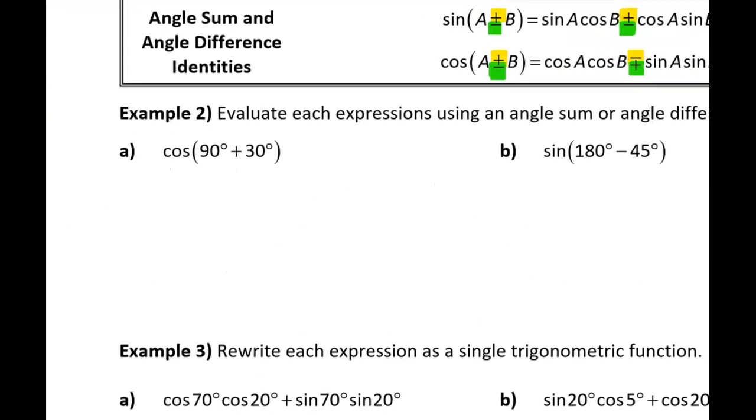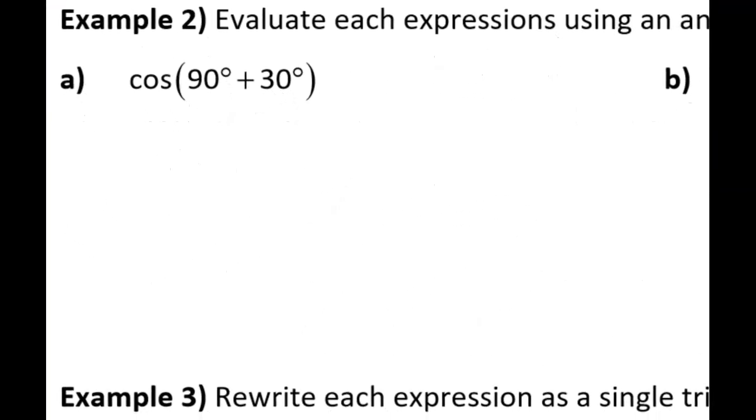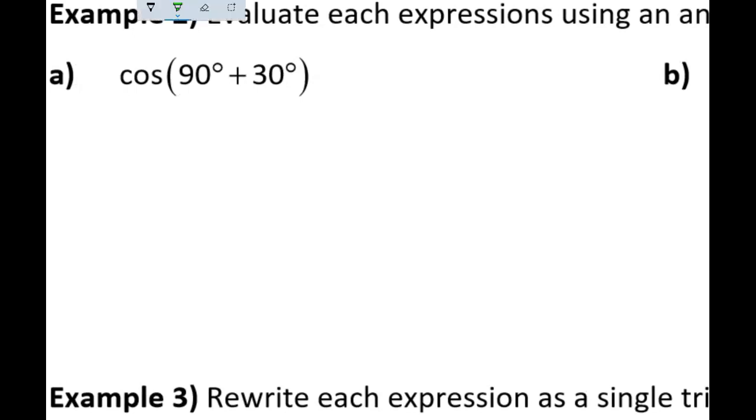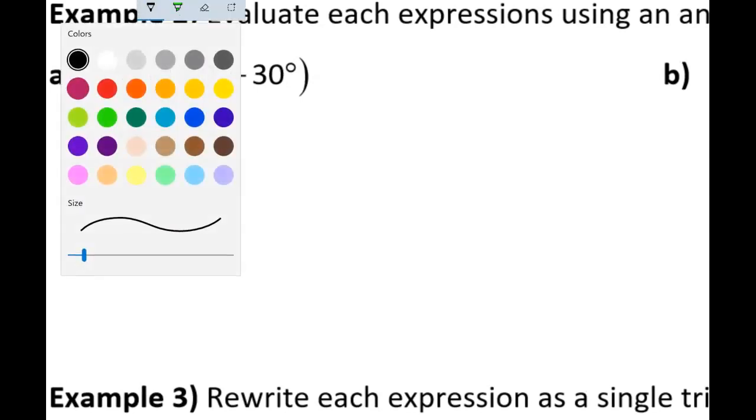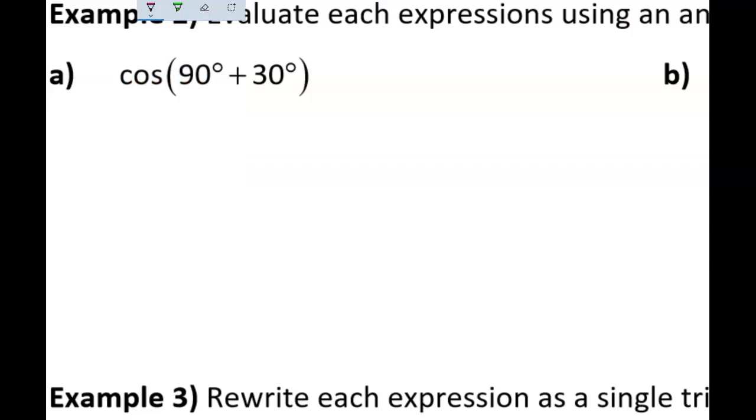All right, so let's put these to use. We actually have done this one before. We did cosine of 90 plus 30, and we did it by adding the 90 and 30 first and then evaluating the cosine of 120. But let's actually use the angle sum formula this time to evaluate it. So cosine of 90 plus 30 is like saying cosine of a plus b, and that's cosine of a cosine of b minus the sine of a sine of b, where a is 90 degrees and b is 30 degrees.